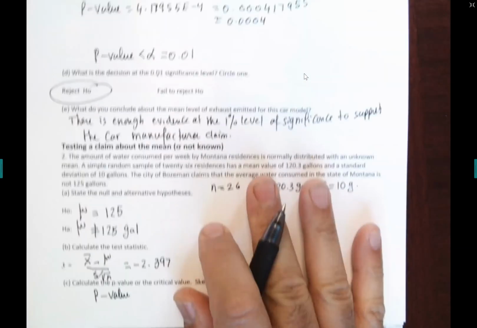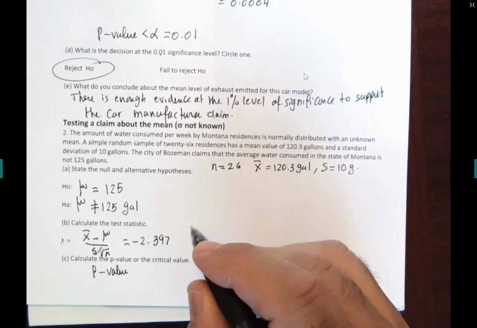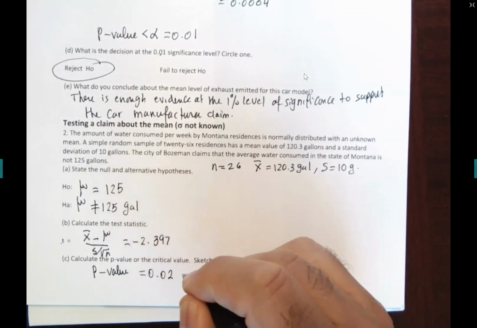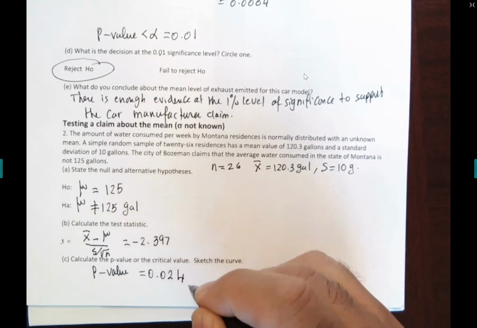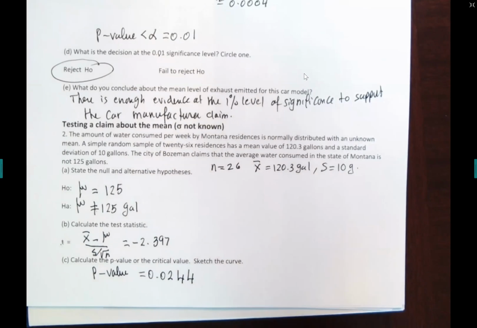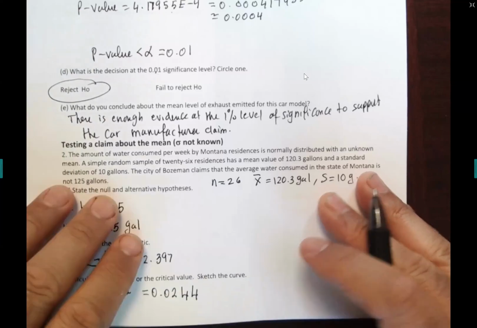And my p-value is going to be 0.0244. All right, what is alpha here? I think it's coming next, on the next page.